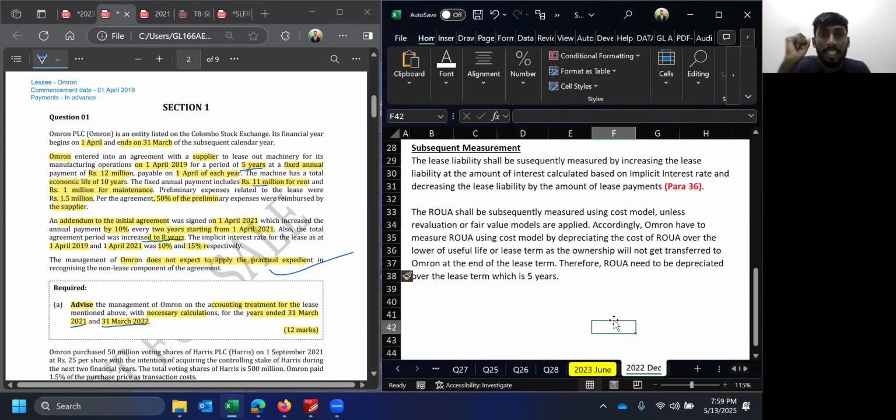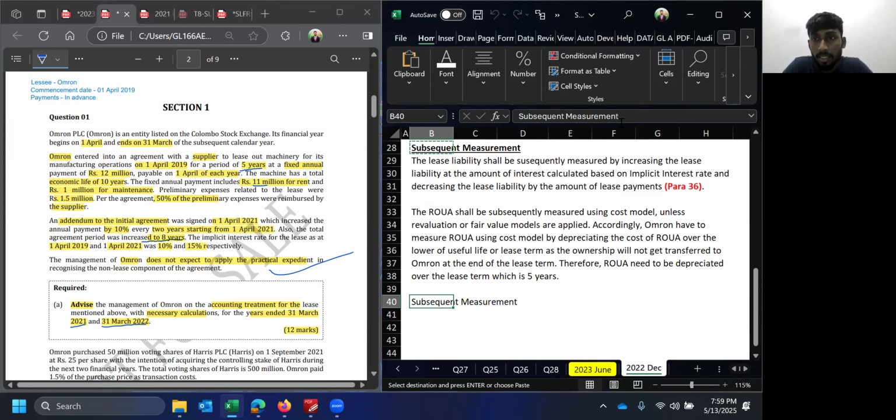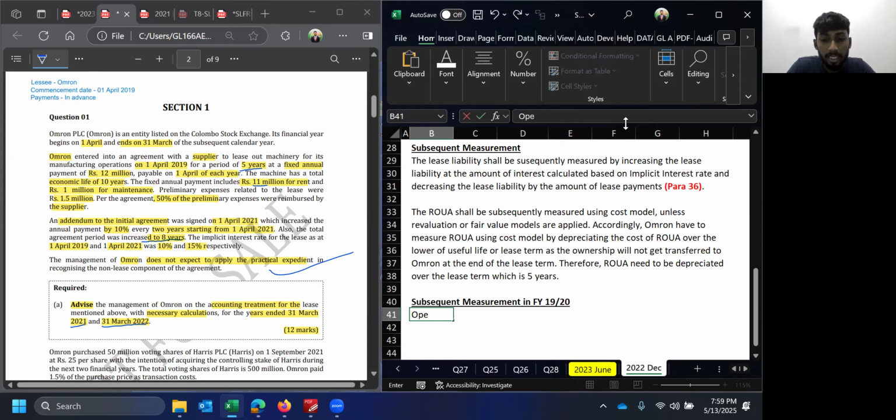Okay, now what do we do? Now we subsequently measure the first year. Subsequent measurement in financial year 1920. So we can take the opening balance. First let's do the lease liability.